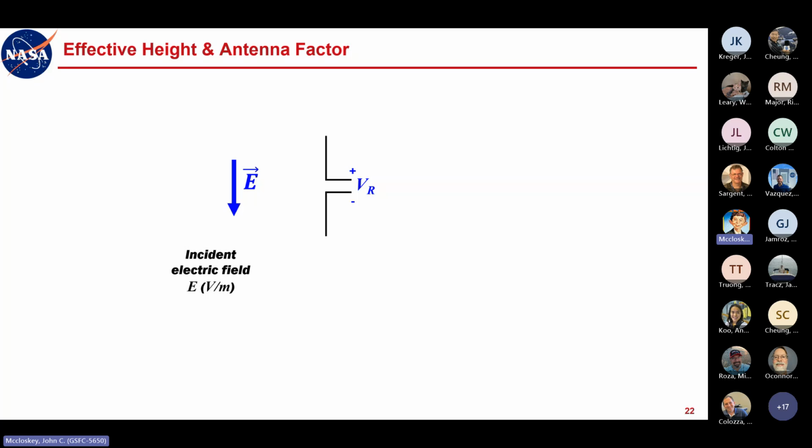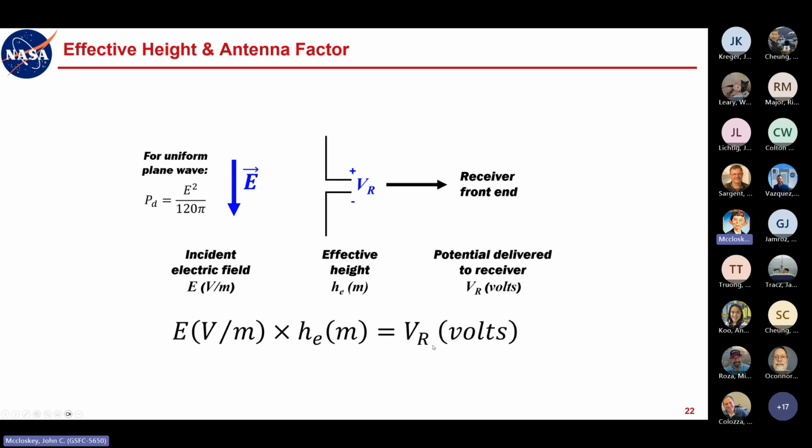Okay. So another way to think about this is you'll have an incident electric field in volts per meter. For a uniform plane wave, this is the relationship: the power density equals the square of the electric field divided by the wave impedance. In air or vacuum, that's 120 pi or 377 ohms. The effective height is what you multiply that incident electric field in volts per meter by, in meters, to get the received potential that is then delivered to your downstream circuitry.